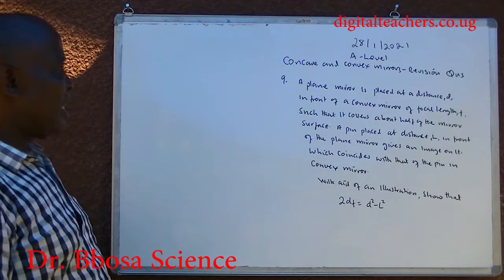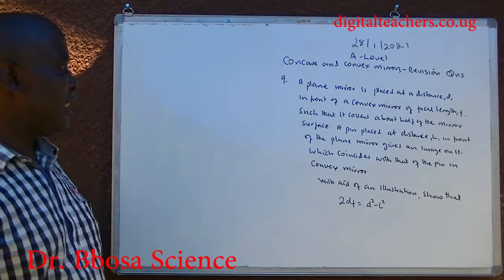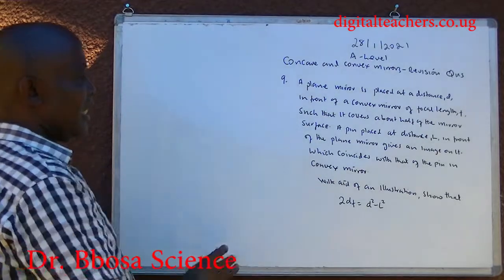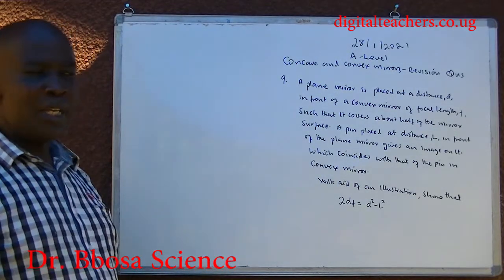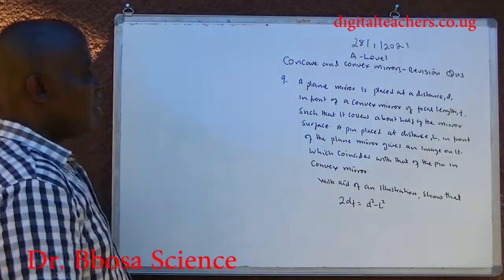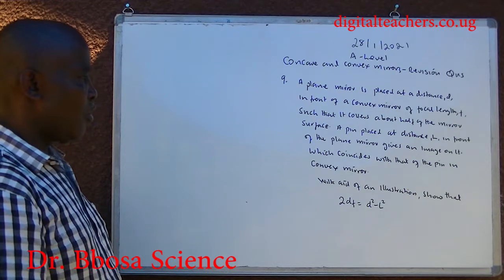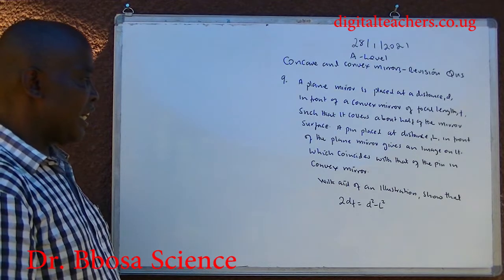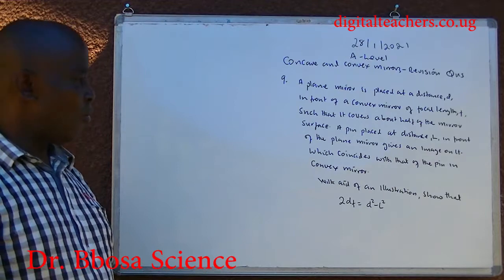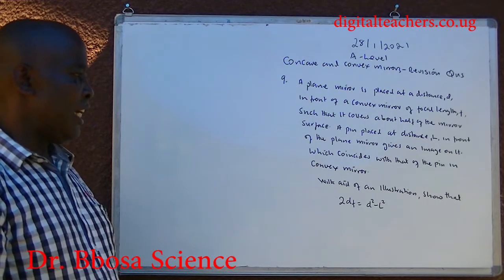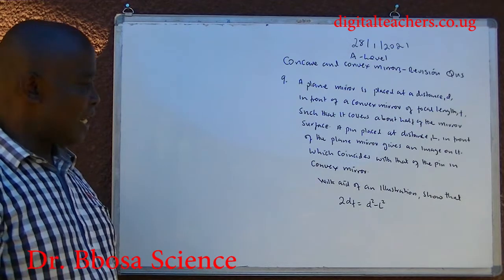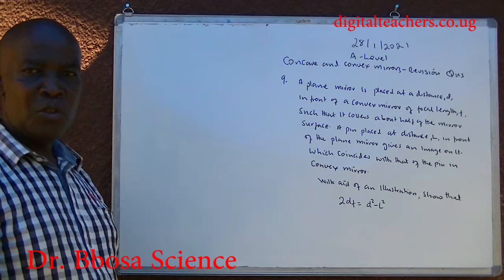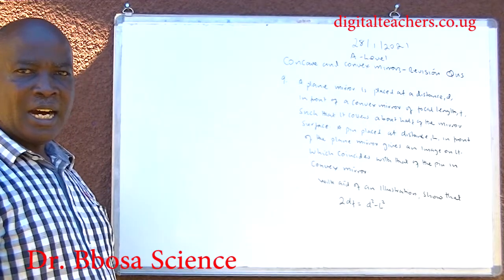Number 9, a plane mirror is placed at distance d in front of a convex mirror of focal length f, such that it covers about half the mirror surface. A pin placed at a distance L in front of the plane mirror gives an image on it which coincides with that of the pin in the convex mirror. With the aid of an illustration, show that 2DF is equal to d squared minus l squared. You can pause and answer.